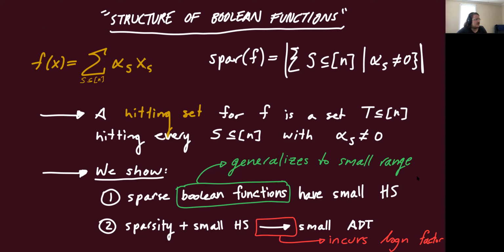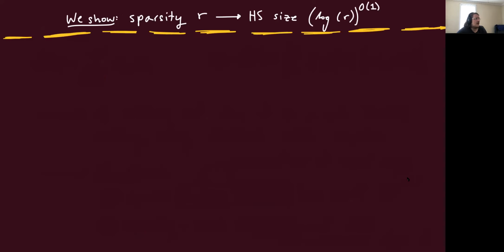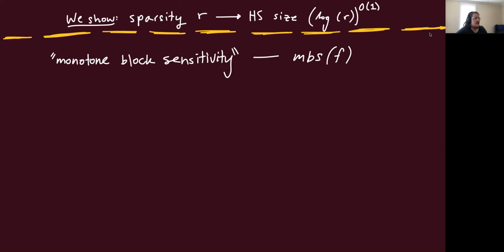Okay, so I want to say just a few words about how we show this first part, which says, in more detail, that having a function f with sparsity r implies the existence of a hitting set of size polylog in r. And the way we do this is by introducing a new variant of block sensitivity called monotone block sensitivity. And this will be sort of like a directed version of block sensitivity where we can only flip zeros to ones, but not ones to zeros.